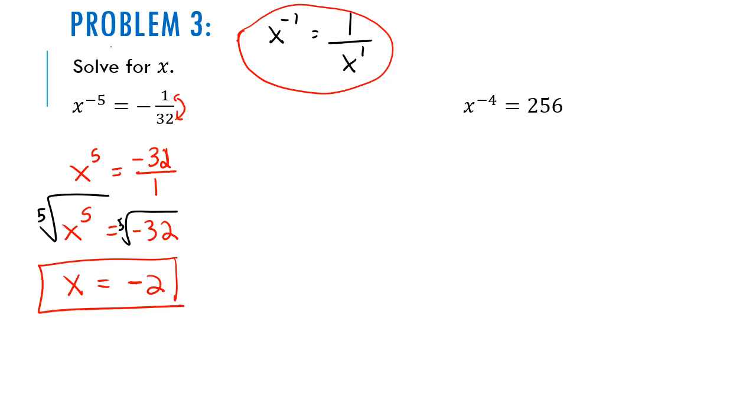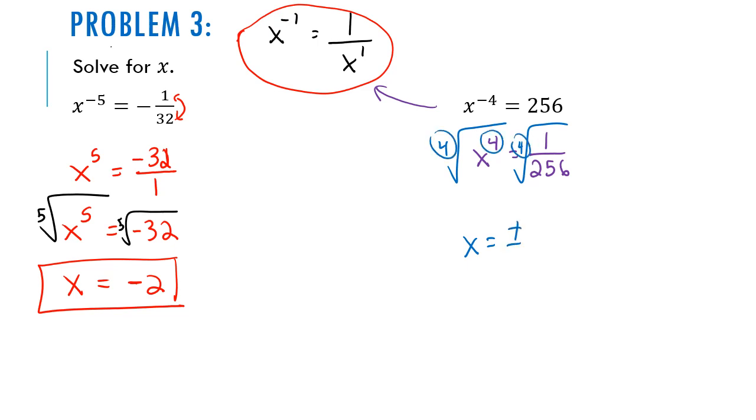So if we look at our second one, since we have x to the negative 4 equals 256, once again, going back to this property, if I want this x to the negative 4 to be positive, I can move its position. So instead of it being 256, it's 1 over 256, which means now I can go ahead and fourth root both sides, and I will have x equals, now this was even, remember, so we're going to get plus and minus, and then we're going to fourth root 1 over 256.